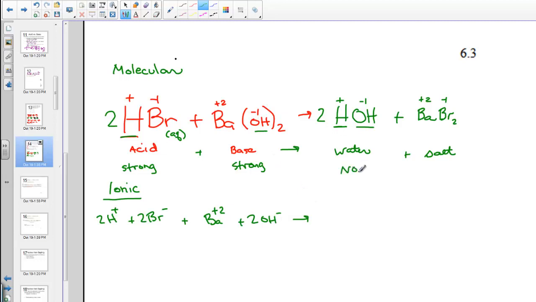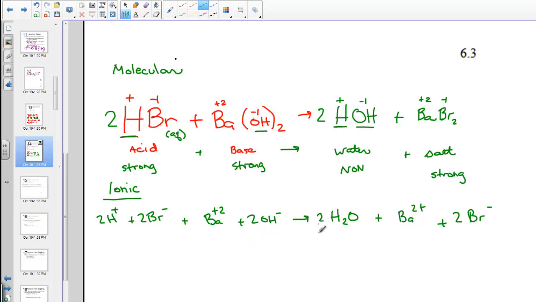Now, water is a non-electrolyte. It's a molecular compound, isn't it? And molecules stay together. A non-electrolyte does not break apart into ions. But here we have a strong electrolyte in our water-soluble salt called barium bromide. And so we're going to dissociate that barium bromide into its ions. So we have 2 hydrogens, 2 bromides, a barium, and 2 hydroxides on the reactant side, forming water.